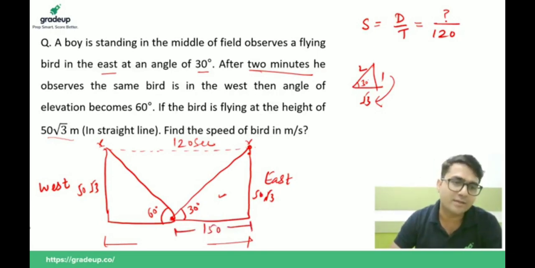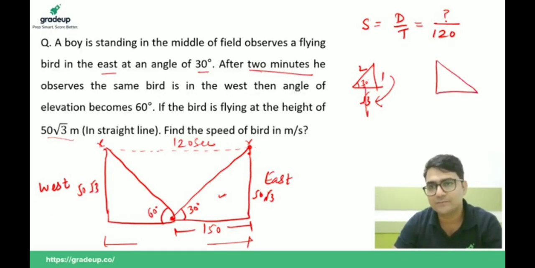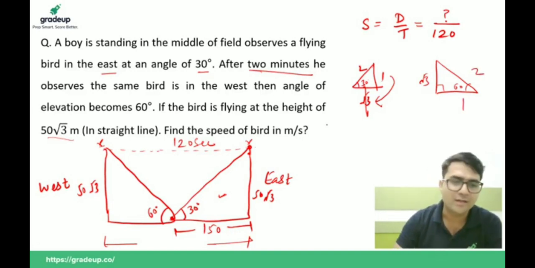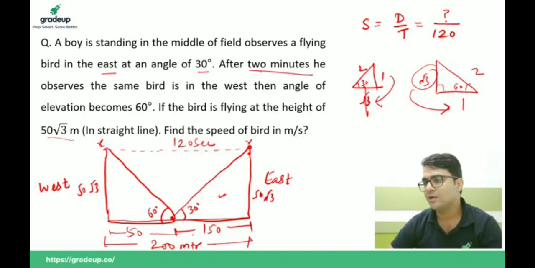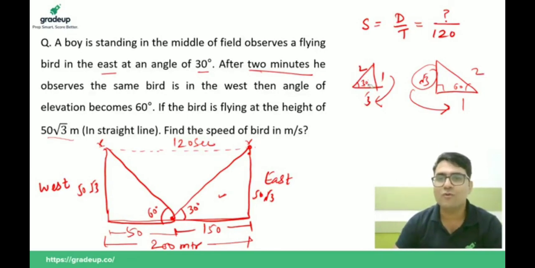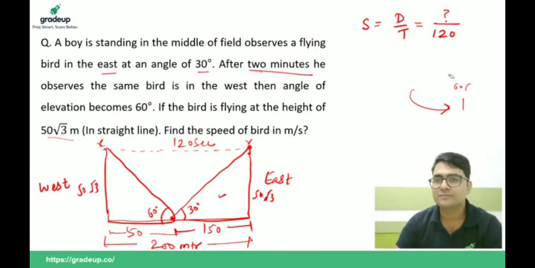Now in the 60 degree triangle, what will you have? If this is 60, this is √3, this is 1, this is 2. So if this is √3, this will be 1. If this is 50√3, this will be 50. Now the total distance is what? 200 meters. So we have to find the speed of the bird.